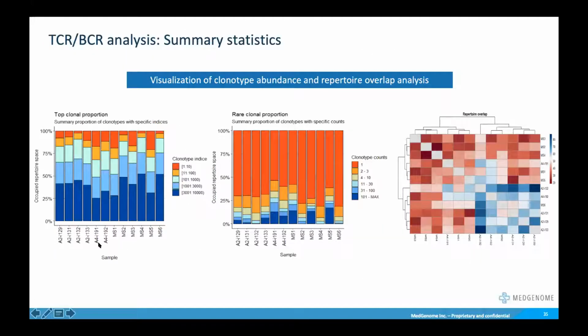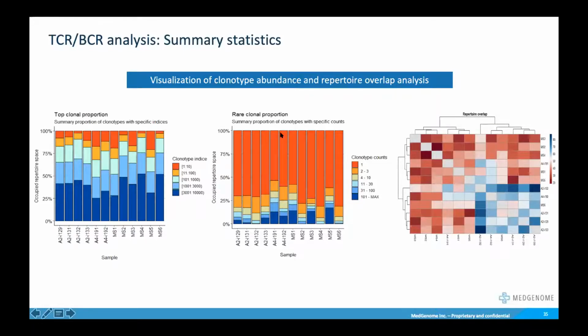I'm just going to walk you through a few of those summary statistics and visualizations that I just mentioned. What you're seeing here are what we like to call summary statistics on any TCR or BCR analysis. The first plot here shows you the overall proportion of clonotypes within each sample. You would expect that the larger the fraction you see in a bar plot, it just means that a greater number of clonotypes occupy the space in the overall repertoire.